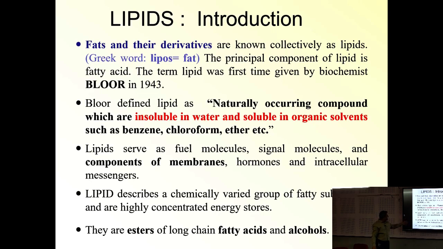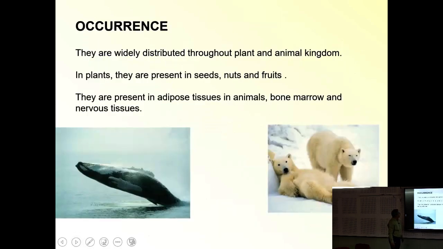These fatty acid substances are highly concentrated energy storage. How can it store this energy? Because it has a double bond system in it. Fatty acids are also classified, which I will teach you, into unsaturated and saturated fatty acids. Unsaturated means a double bond system is found, and saturated means no double bond system. If you define chemically what a lipid is, then you have to say they are esters of long chain fatty acids and alcohol. This is all about the introductory parts of lipids.